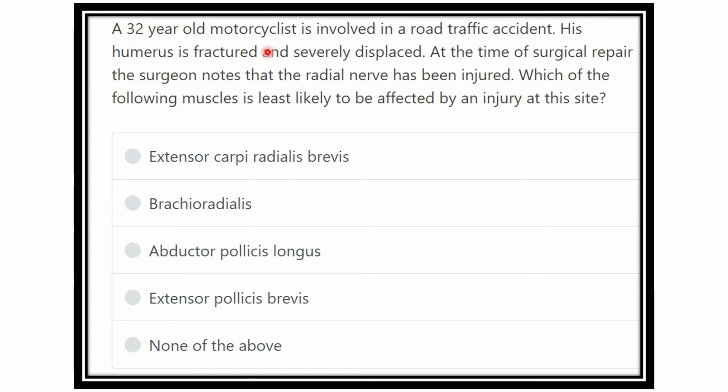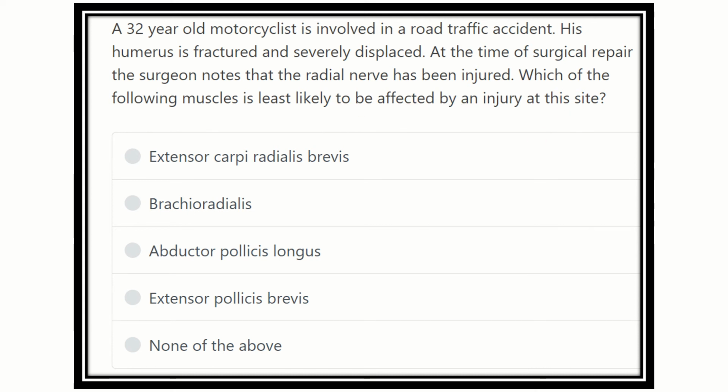A 32 years old motorcyclist is involved in a road traffic accident. His humerus is fractured and severely displaced. At the time of the surgical repair, the surgeon noted that the radial nerve has been injured. Which of the following muscles is least likely to be affected by an injury at this site?